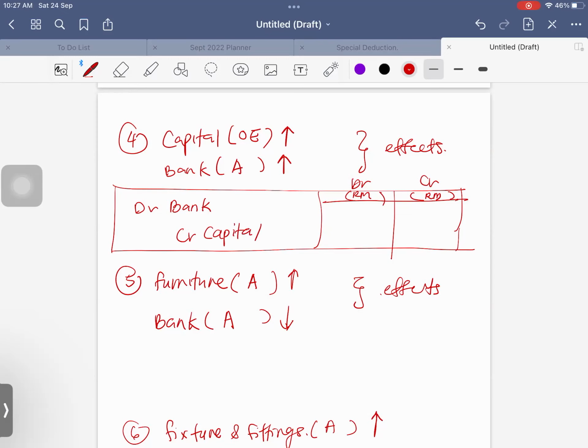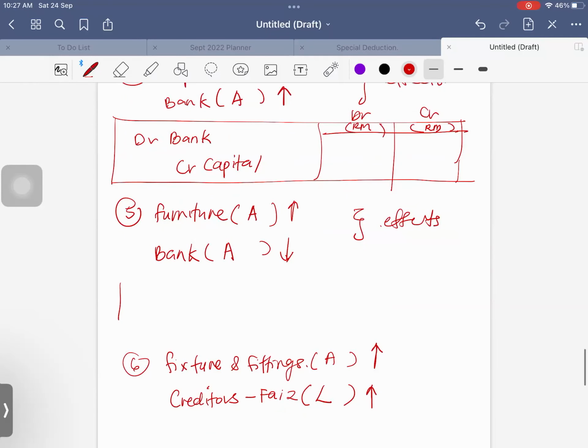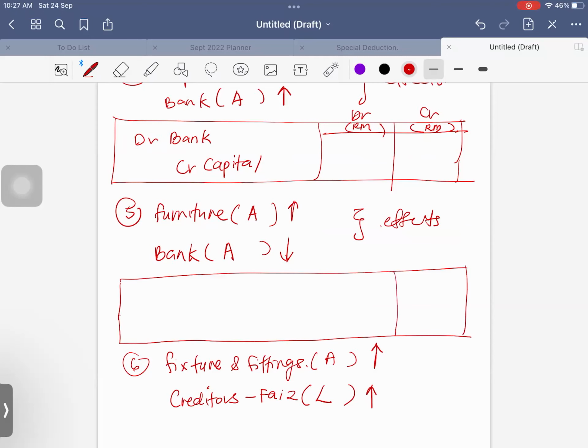Okay, next pula. Saya akan ask lah semua orang. Kalau cukup lah kita punya transaction ni. Okay. Thank you Aisyah, good. Now it means that you faham lah on how to record journal. Journal senang, kena ada formula je. Meaning you kena memorize the formula. Okay, now for debit and credit for the next transaction, furniture and bank.